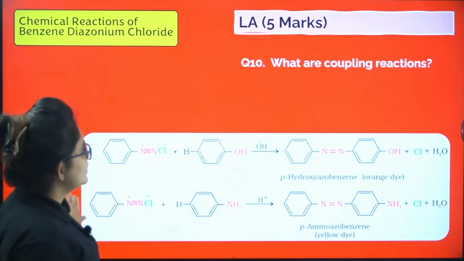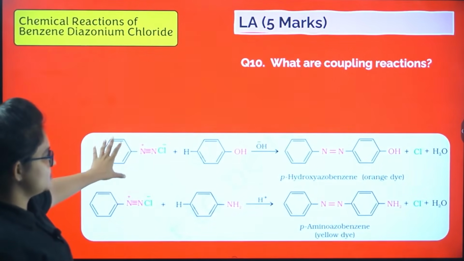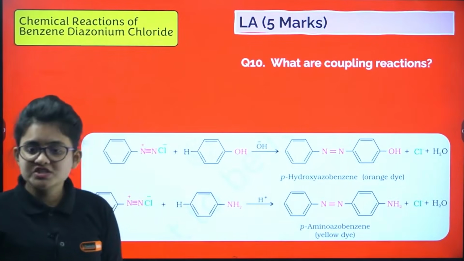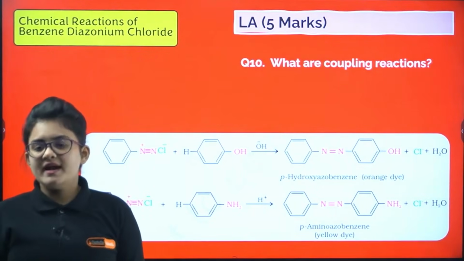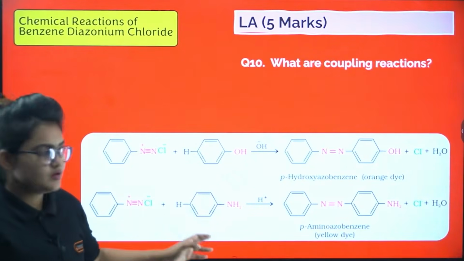Next, what is the coupling reaction? In these coupling reactions, you can see benzene diazonium chloride reacting with phenol and with aniline. With phenol it forms an orange colored dye, that is para hydroxyazobenzene, and with aniline it forms para aminoazobenzene, that is a yellow dye.